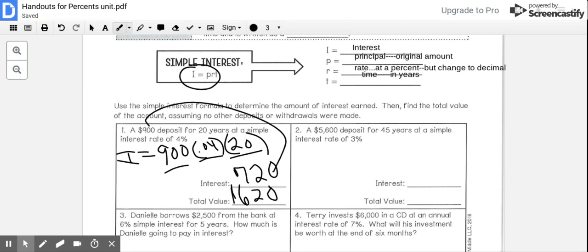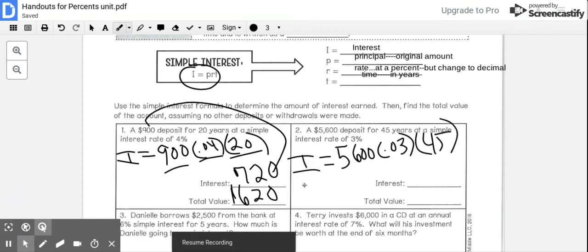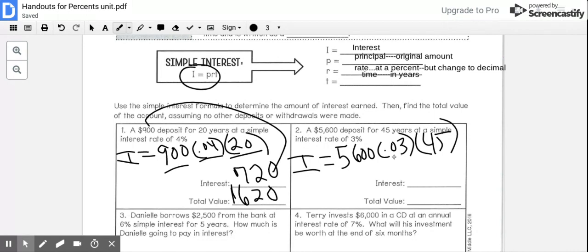Number 2, go ahead and pause the video and try to do that yourself. Okay, so I set up the formula here. We got 0.03 for the interest rate, 45 years. And so the interest that you earn is $7,560. So we deposited a lot more there, and the interest rate was a little bit less, but then we left it in there for 45 years. So then we made this much money off of it. So in the end, we had $13,160.